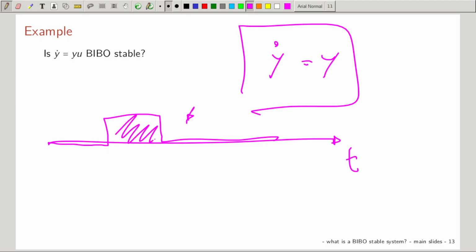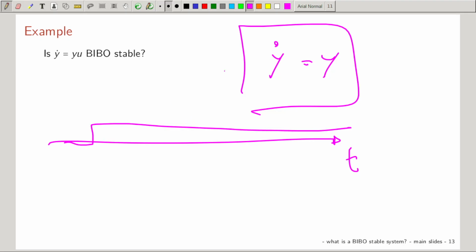I've got U different from 0. No, actually, this is wrong. It's something like this. As soon as I've got an initial condition that is different from 0, and I've got U equal to 1, that is very bounded, I've got a system that looks like this one that is very unstable. True? The trajectory goes to infinity.